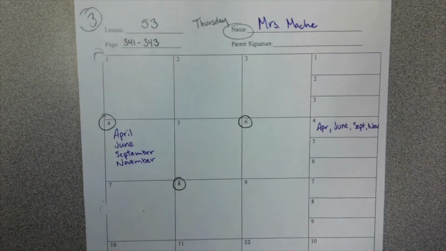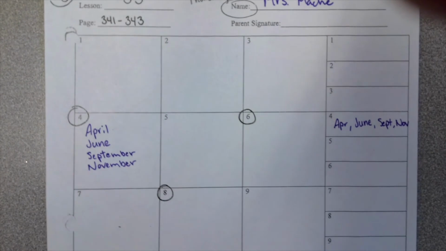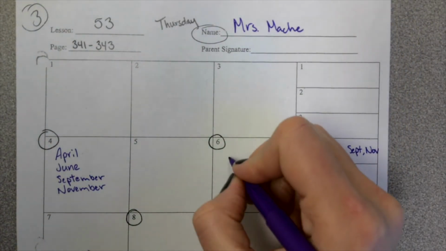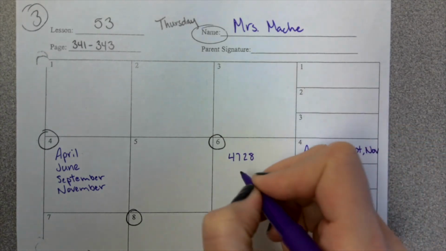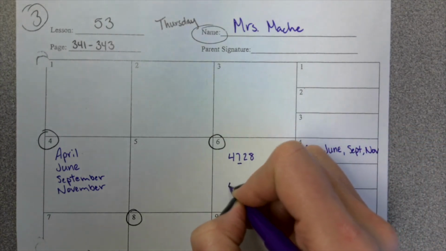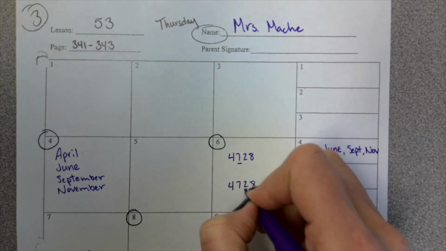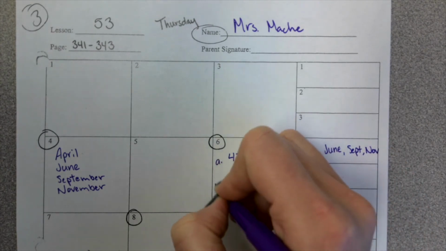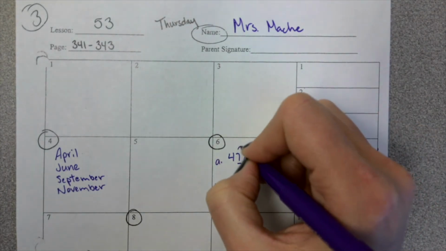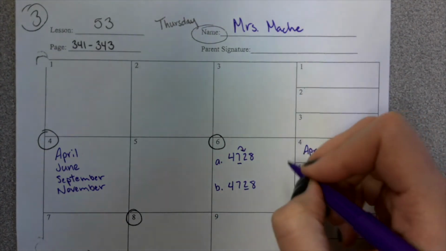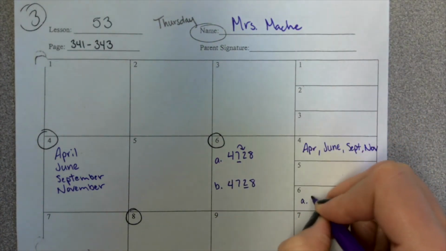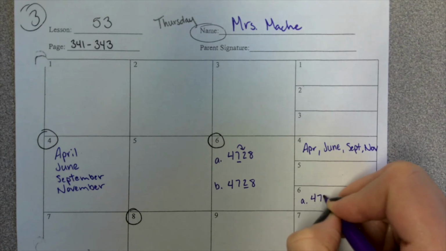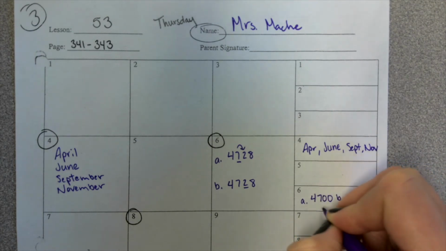Number 6. Round 4,728 to the nearest 100. Then round it to the nearest 10. Nearest 100, 7 looks at the 2. The 2 says just stay the same. So this still stays at the same. And we're at 4,728. 700.